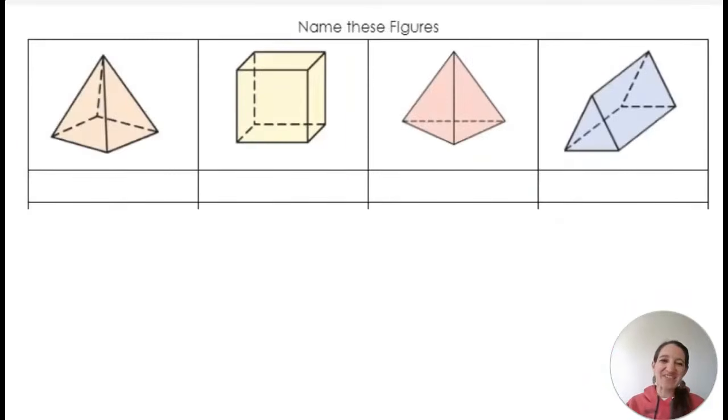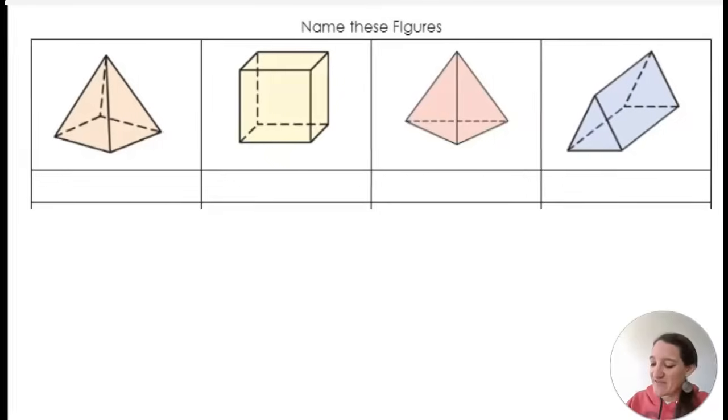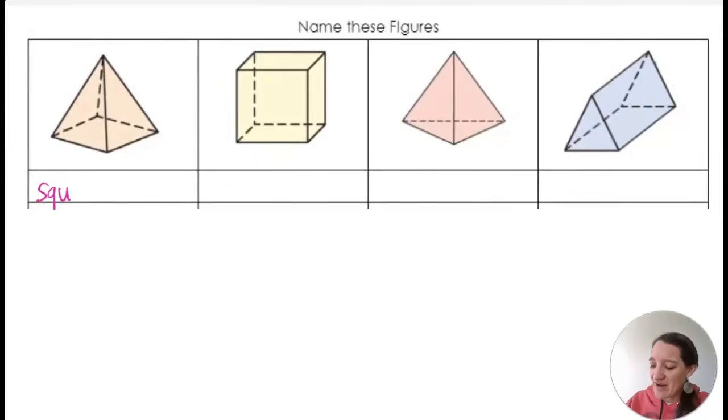So here's what I want you to do. Name these figures. What's the first, second, third, and fourth one? Okay, pause it if you need more time. Here's the first one. The first one is called a square pyramid.